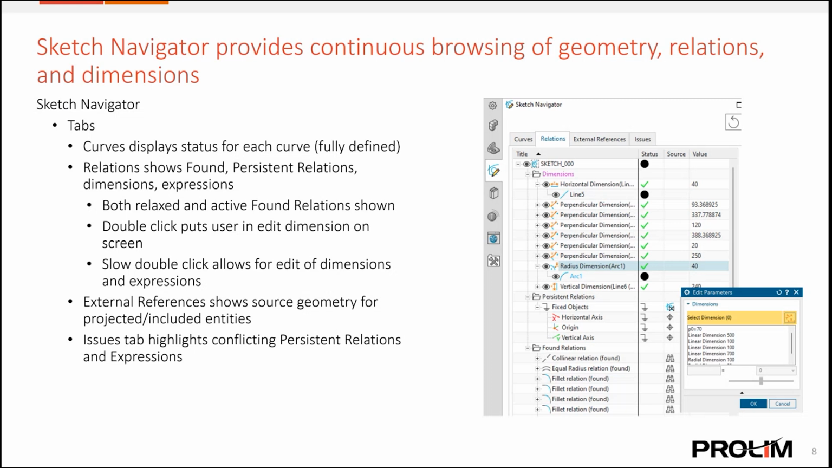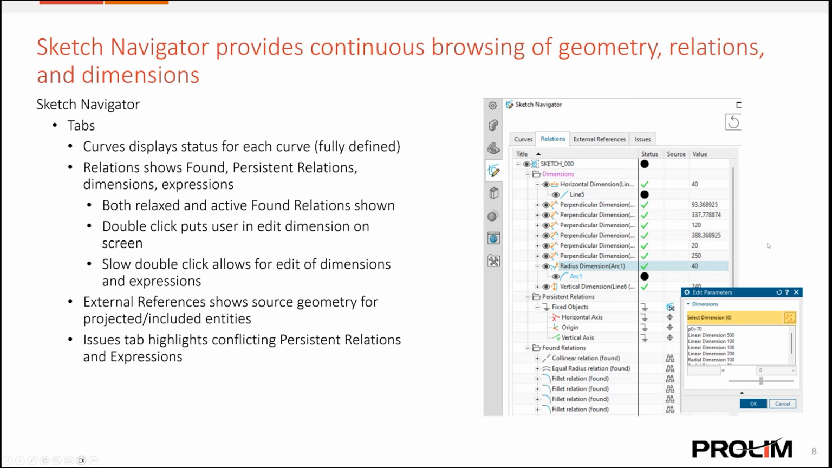Now, within the other tabs, you can see the curve display status for each curve. In this case, you can see this black circle is a fully defined feature. It also shows you the found and persistent relations and expressions. So both relaxed and active found relations are shown. And you can double click to put the user in an edit dimension on the screen.